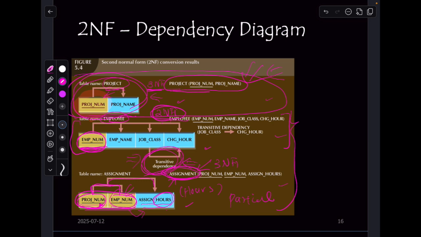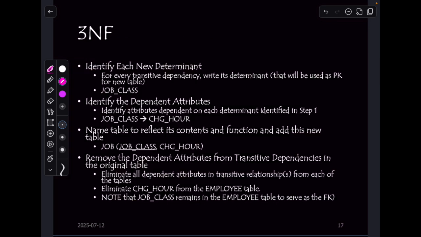But since the project table and the assignment table are already in third normal form, there's nothing we need to do. Okay, now how do we make third normal form? We will just focus on the previous employee table. In that employee table, we found the transitive dependency, that is job class to charge hour. So to remove this transitive dependency, first we need to identify the new determinant, that is job class.